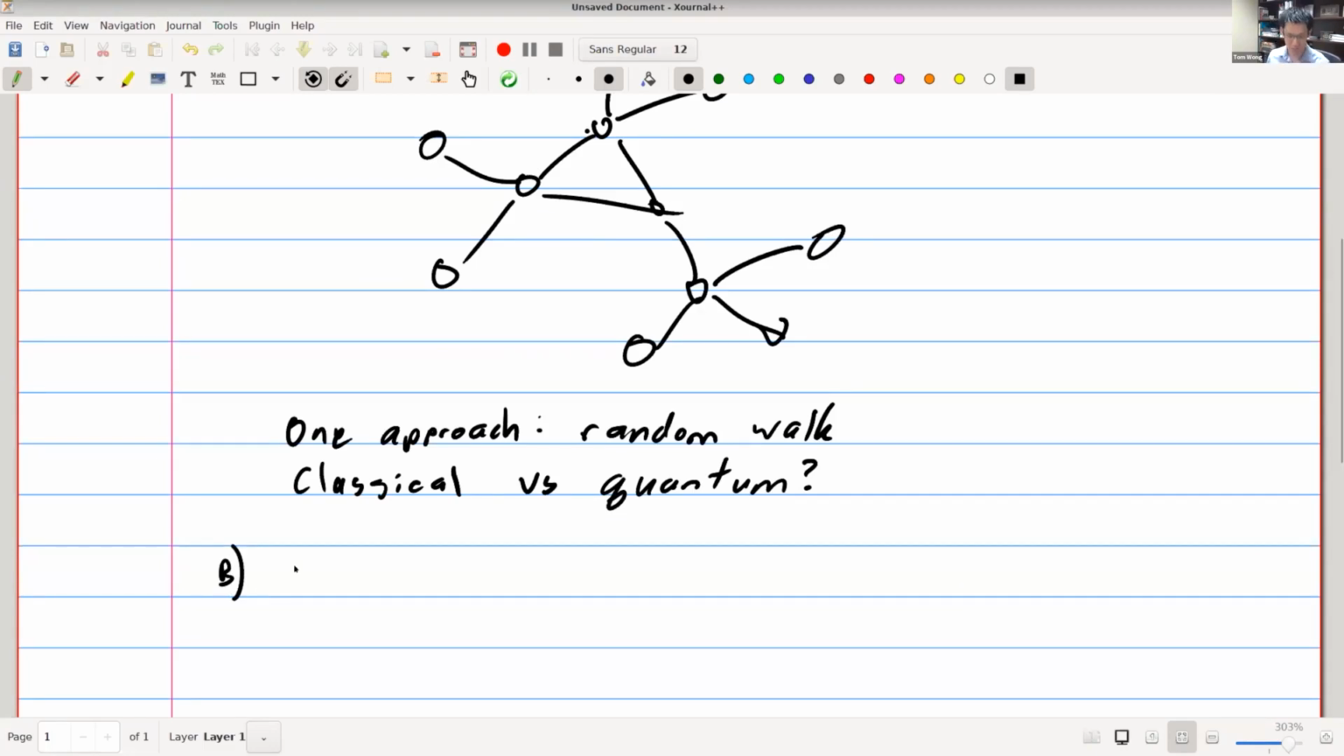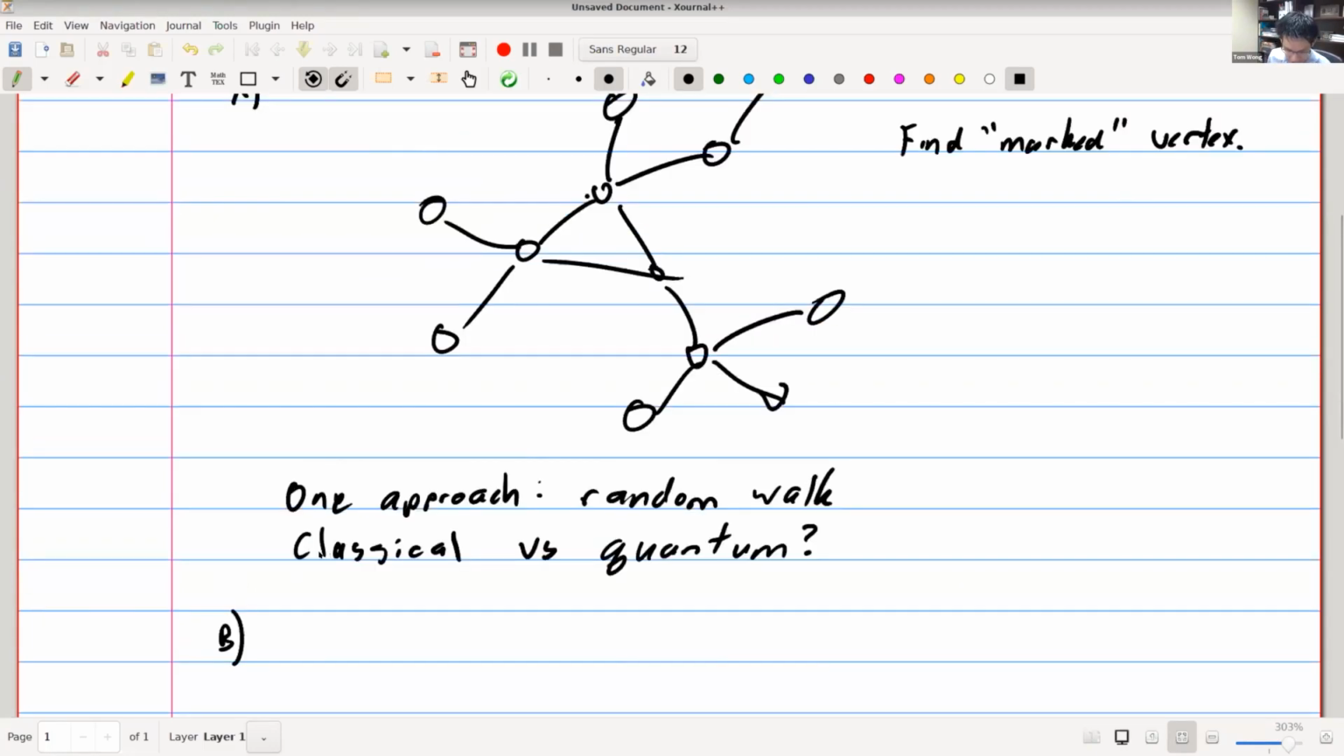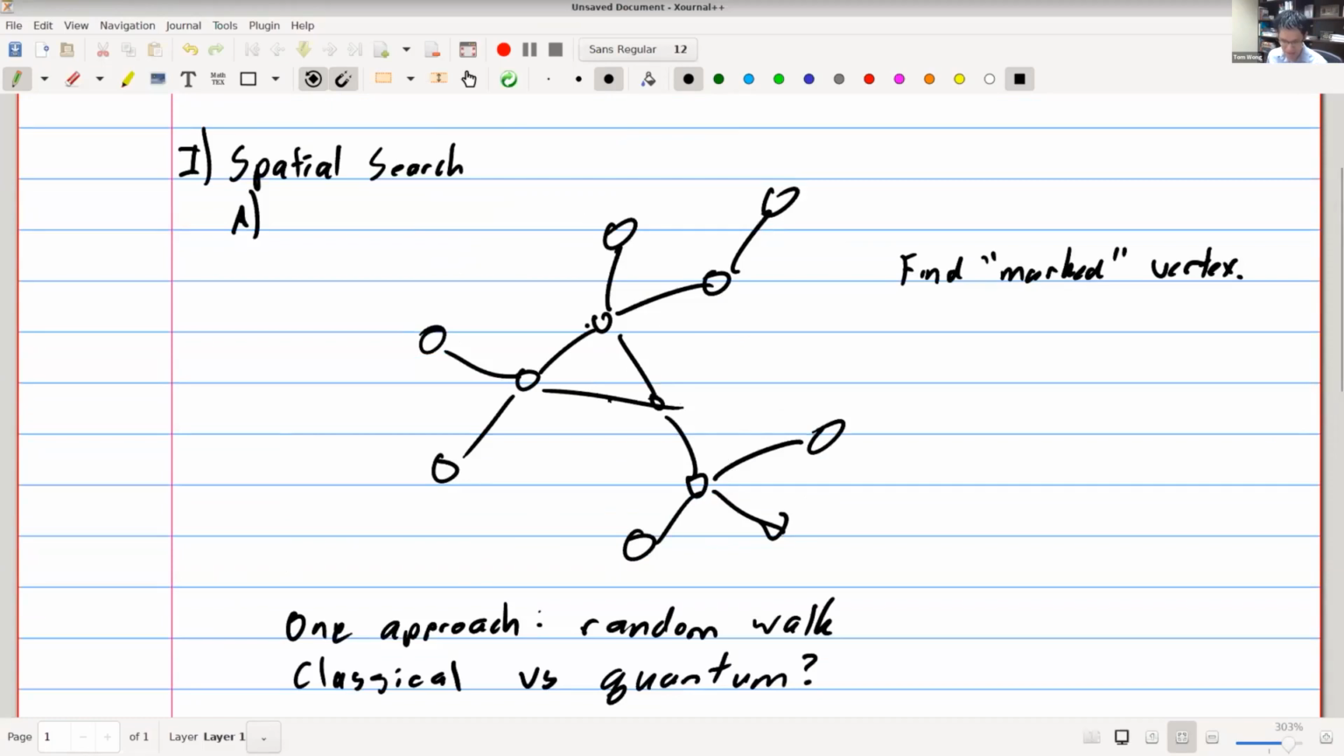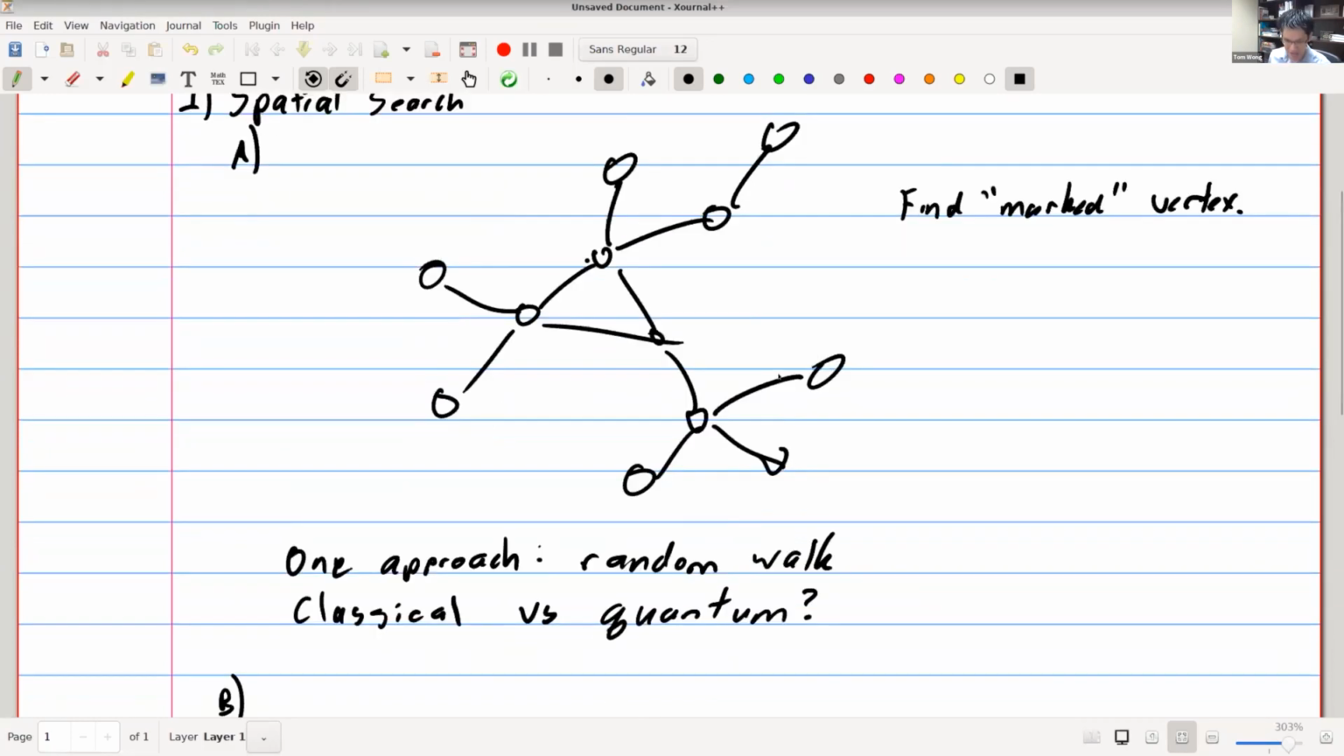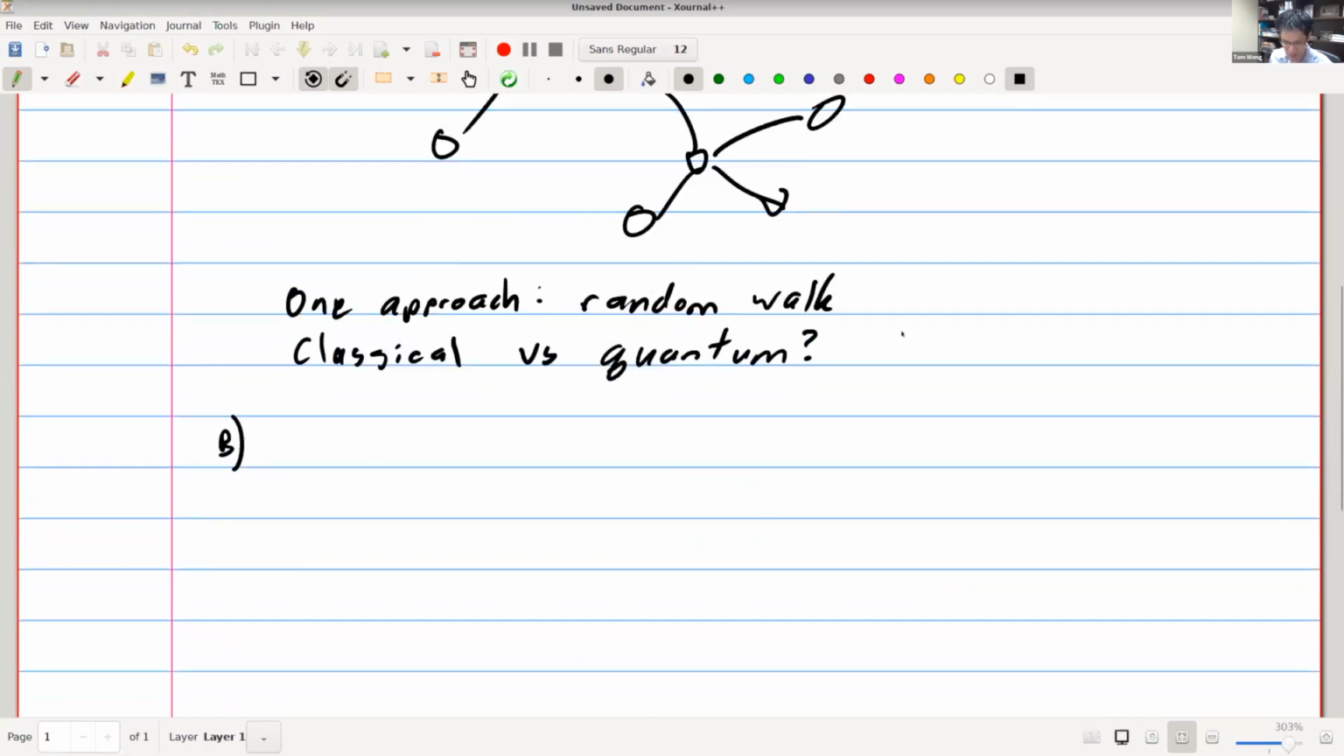So let's continue on to letter B, still under the spatial search problem. Again, how long a classical random walk and how long a quantum walk takes to search a graph will depend on the graph. So we're going to focus on just one particular graph that is very easy to work through in our roughly 50 minutes that we have today. In this tutorial, we're going to focus on the complete graph, or the all-to-all network.